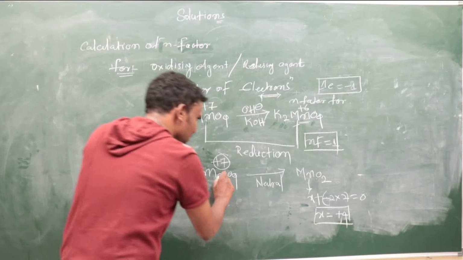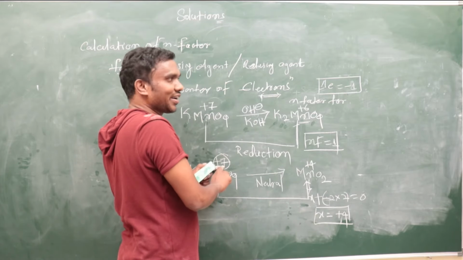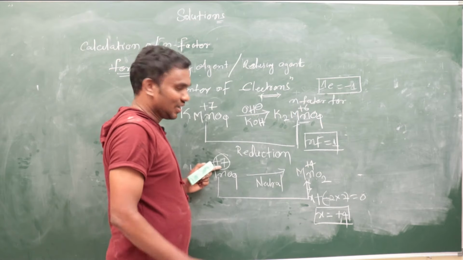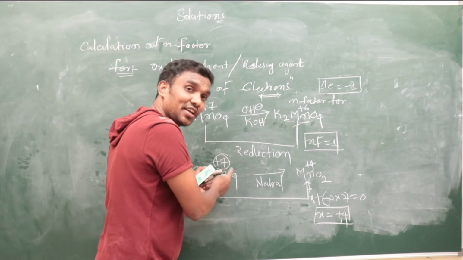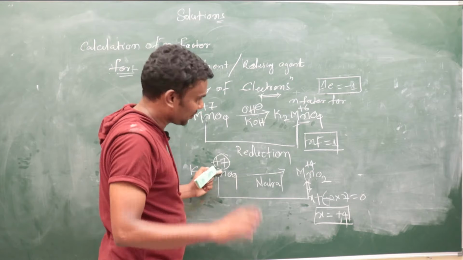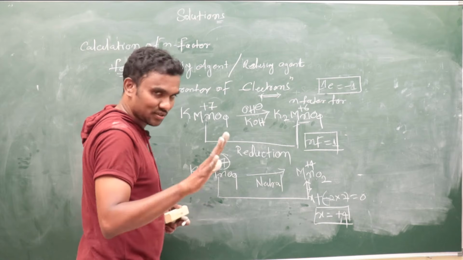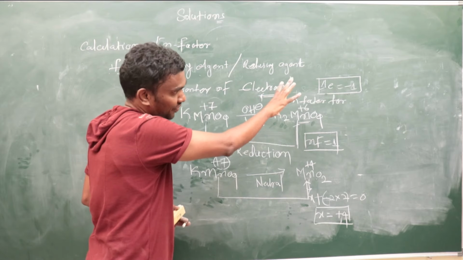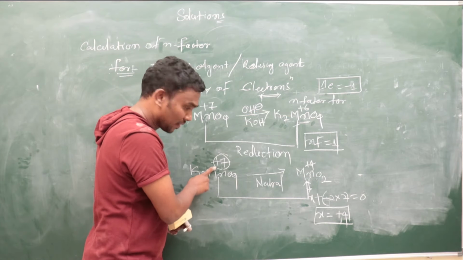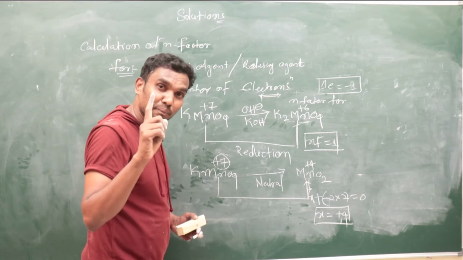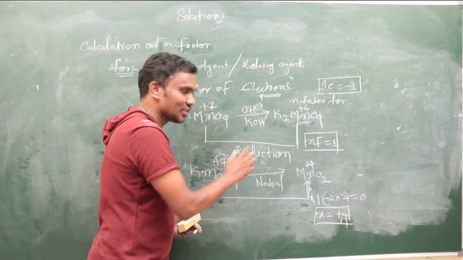So what happens? +7 to +4 means 3 electrons are gained. Why? Because 1 electron is equal to -1. If 1 electron is gained, what happens? +6. If 3 electrons are gained, it means +4. See, sir, once again I repeat: here 1 electron means -1. I have considered it like that for our convenience. See, +7 is there; if it gains 1 electron, +6 will come; if it gains 3 electrons, +4 will come.